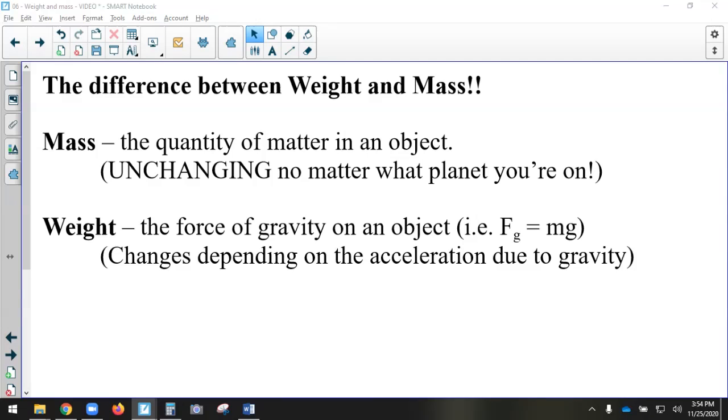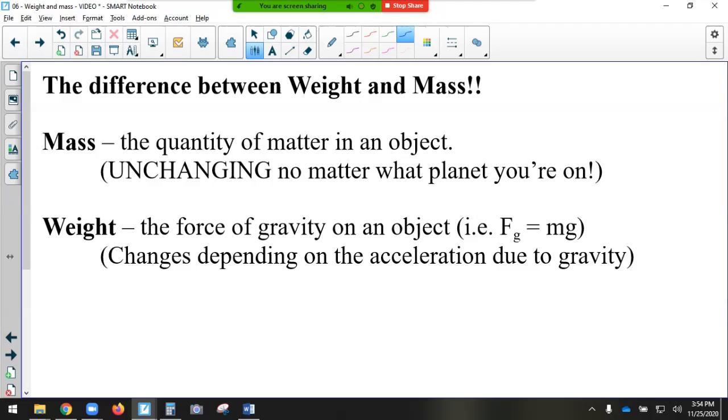So if you have a block that has a mass of 10 kilograms, its mass is going to remain at 10 kilograms no matter what. The weight, on the other hand, is of course your force of gravity. So your weight can change depending on whether or not you're in motion. So if you're accelerating up or down or at an angle to the ground, or just even where you are on Earth can actually affect your weight.